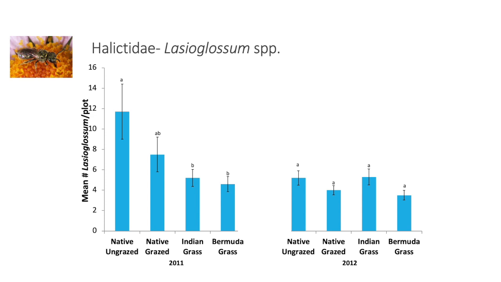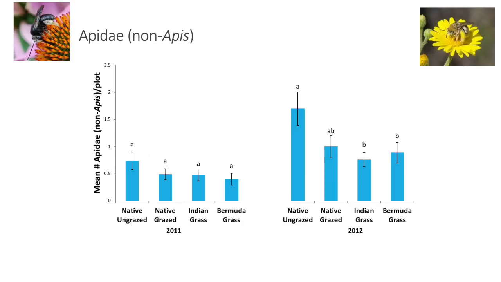I want you to keep this graph in your head, and when I go to the next one, what you're looking at here are the digger bees, 2011 and 2012. So in 2011, we didn't see any treatment effects, fairly low numbers, but in 2012, you can see that we get a big jump in the number of digger bees, and once again, these native grass mixtures start taking off as far as what was utilizing these fields. So it's almost a complete opposite of the smaller sweat bees.